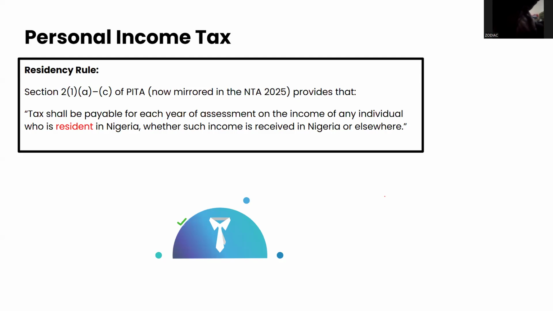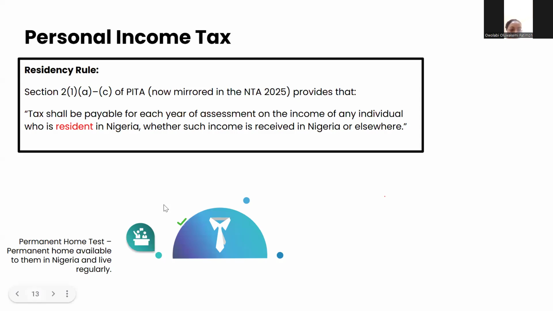So once you are in Nigeria, no matter where you are working from, you are supposed to pay tax on your worldwide income. So let's look at the tests of the residency rule. What makes you know that at this point I'm a resident in Nigeria and the residency rule applies to me? The first one is your permanent home, the permanent home test.